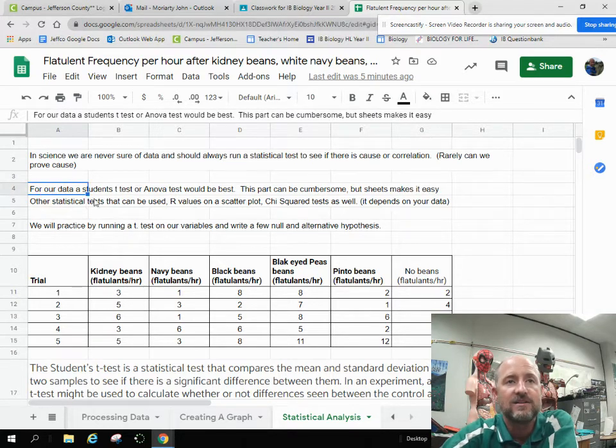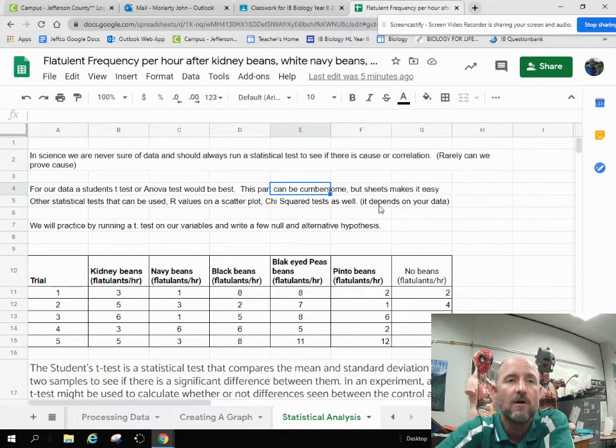For our data, a student's t-test or an ANOVA test would be best. You might even run both of these. You might run an ANOVA test, which will tell us for all the data, and then maybe a t-test to tell the differences between two variables. So a t-test tells us the difference between two variables, and that's what we're probably going to use.